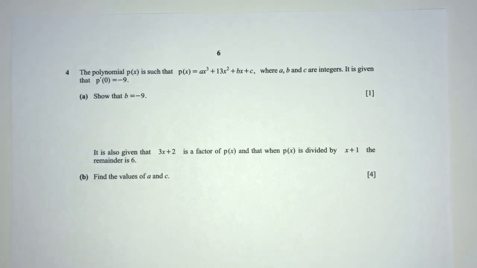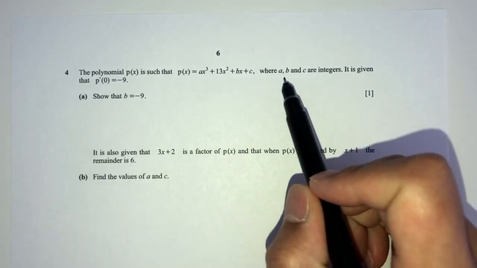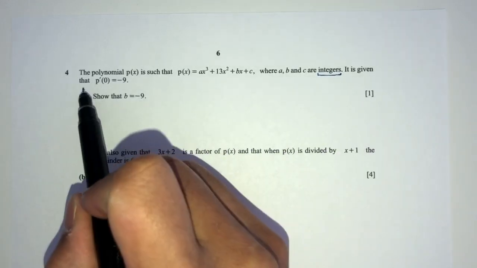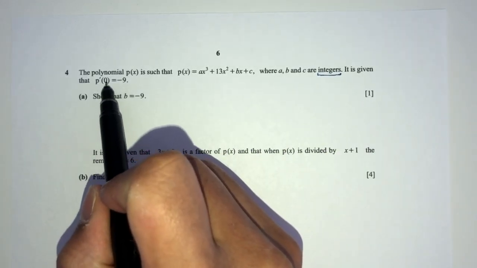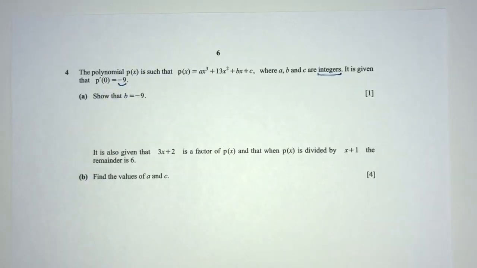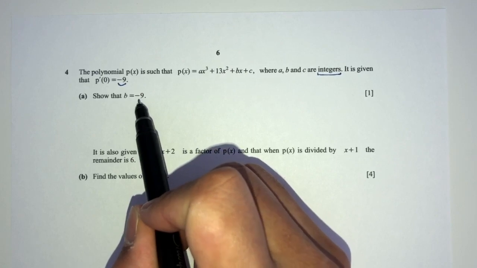Now let's move on to question number 4. So here what do we have? A polynomial p of x is given to you by this equation, where a, b, and c are integers, whole numbers. It is given that p prime of 0, when you take the value of 0, you get minus 9. So we have to use this information to show that b is equal to minus 9.